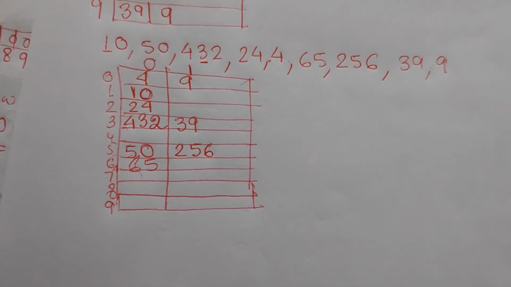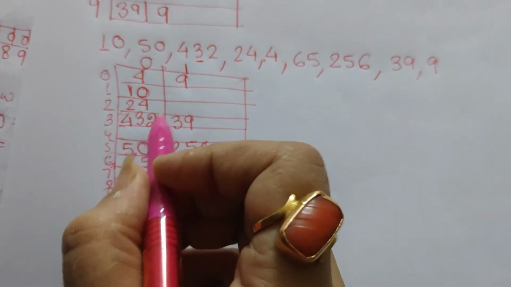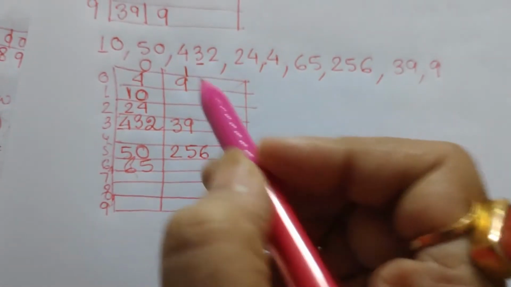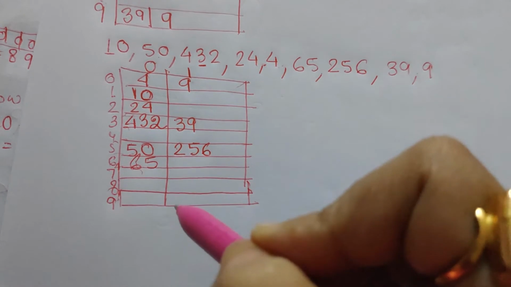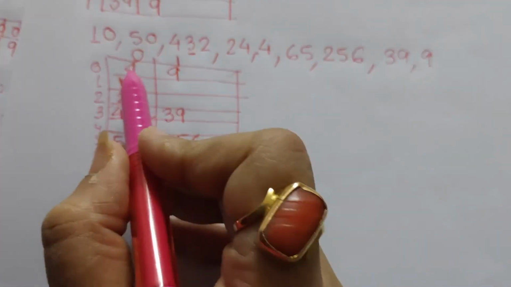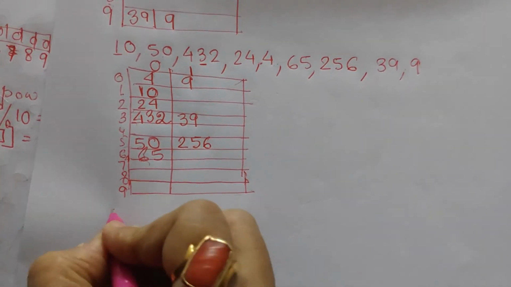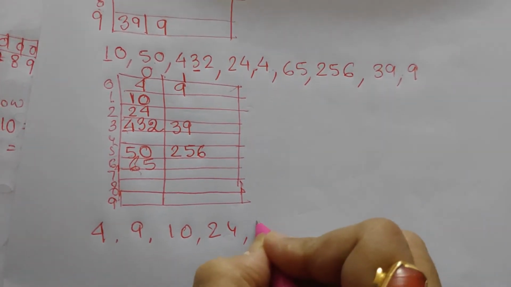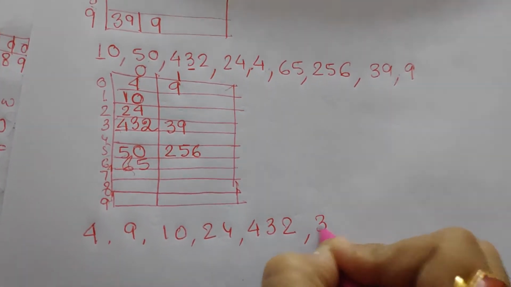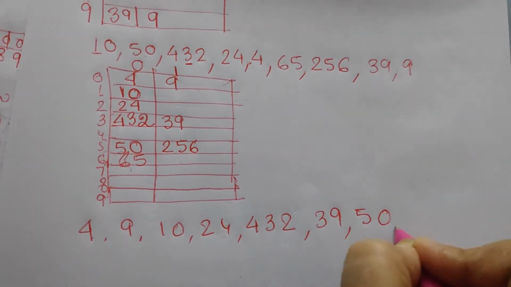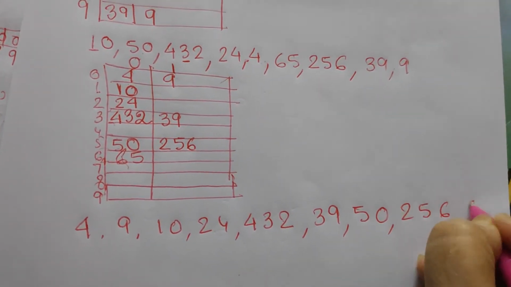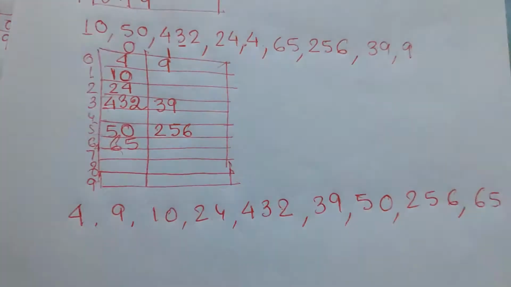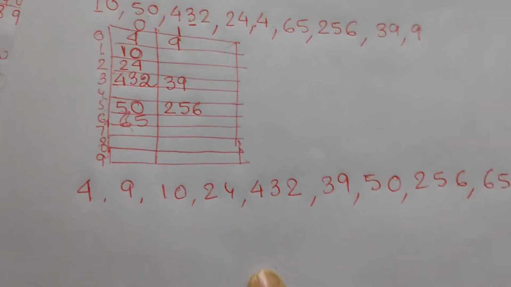So again, what is the process? Again the process is we rewrite or rearrange the array according to the two-dimensional array that we have created in the Radix sort, right? So first we start with the 0th row. So 4, 9, 10, 24, 432, 39, 50, 256 and 65. Correct? So again we rearrange the array, and this is the condition after the second pass.